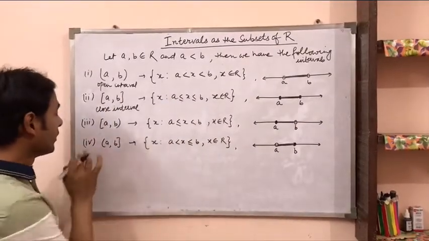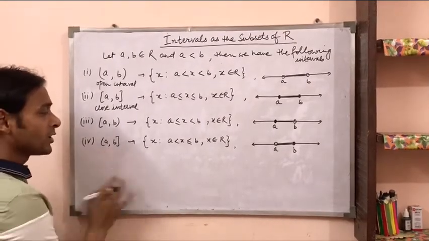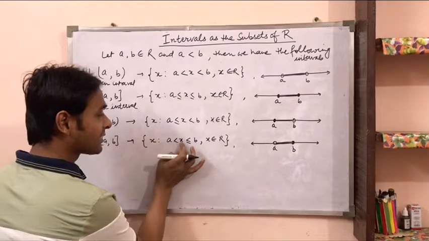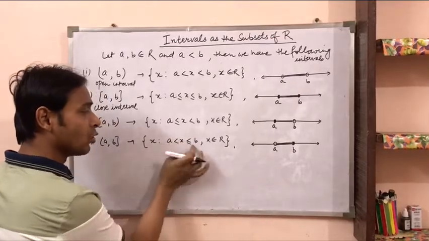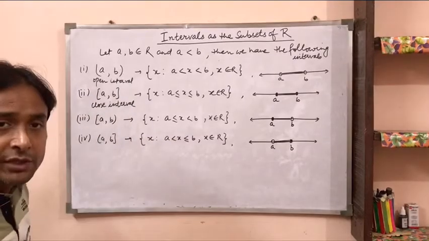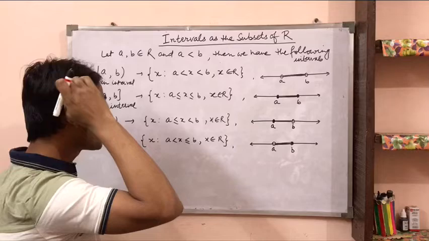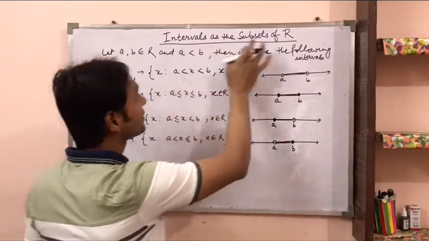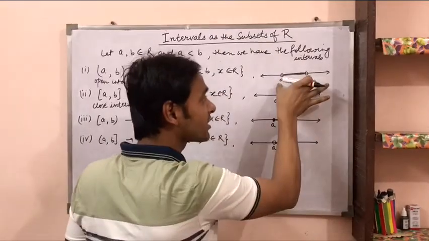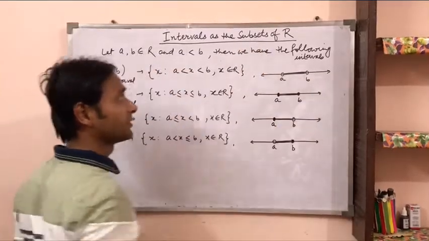Now, part number 4 is open at A, closed at B. Open at A and closed at B, the set of points X such that X is in between A and B. B will be included, but A will not be included in this interval. X is a real number. In all these sets, what are these? These are the intervals as the subsets of real numbers. This is the real number line, this is its part. This is the part of the real numbers. Part means subset.